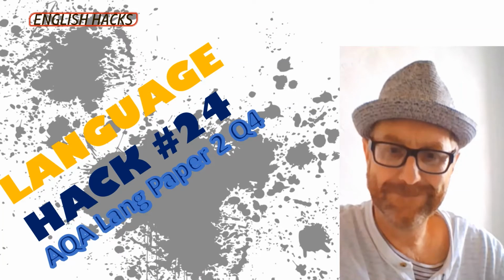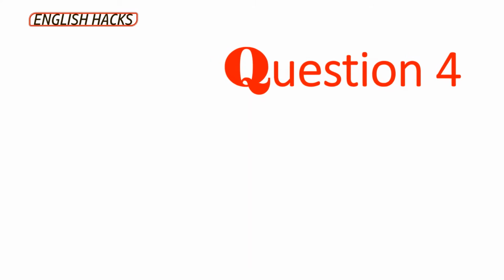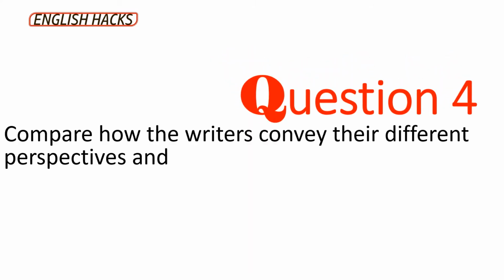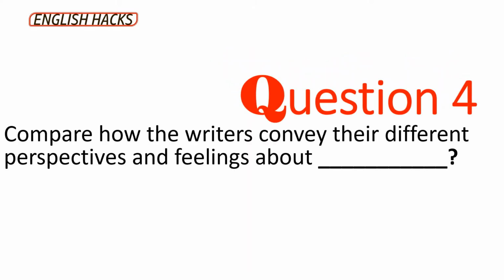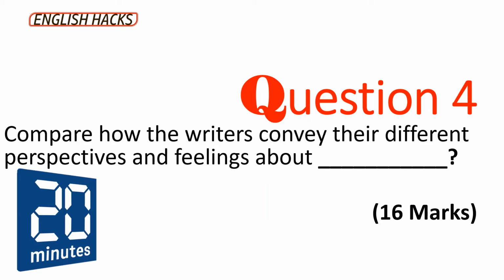We're going to be looking at AQA Language Paper 2, Question 4. Question 4 is the biggie. It asks you to compare how the writers convey their different perspectives and feelings about an aspect of the text. It's worth 16 marks, and you should be spending around 20 minutes on this question.